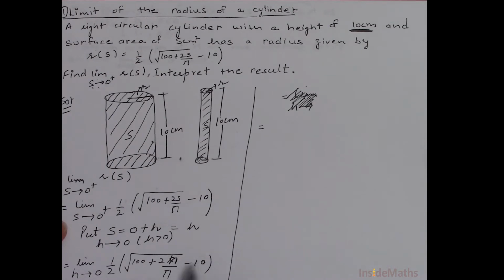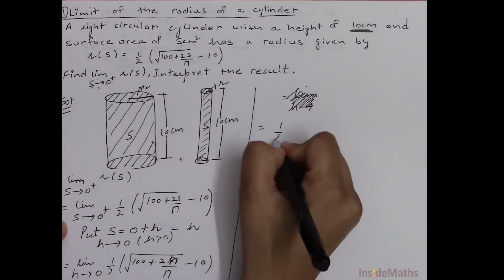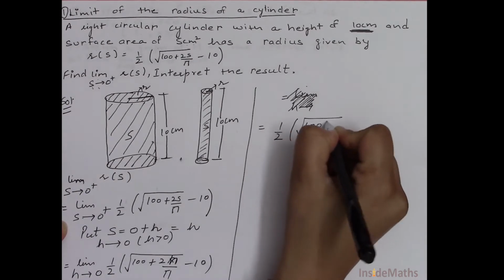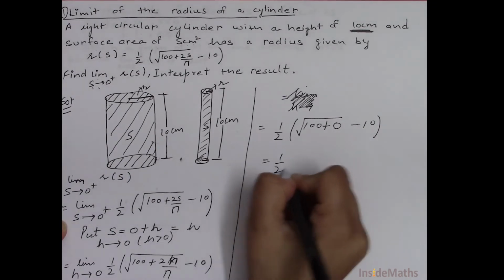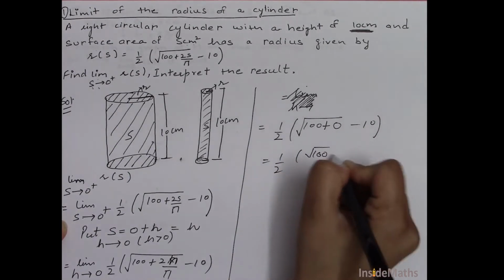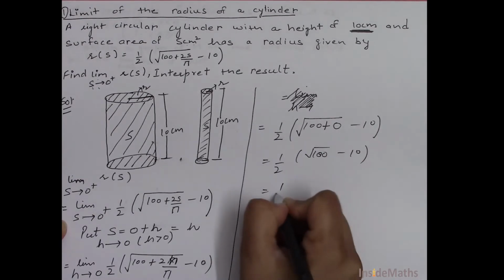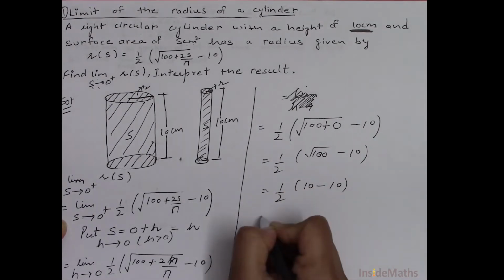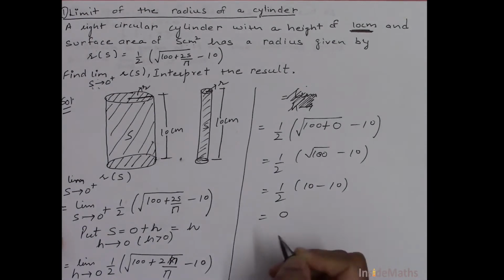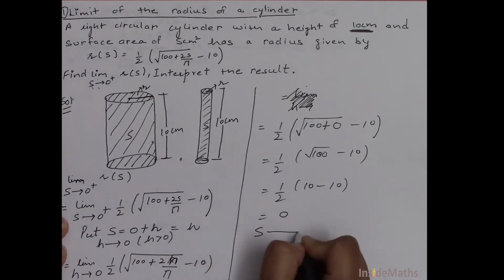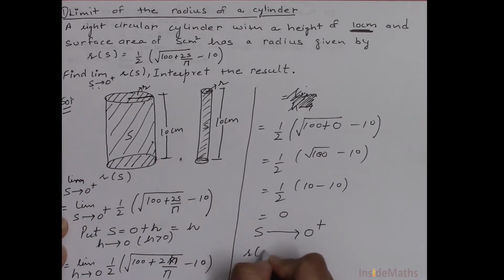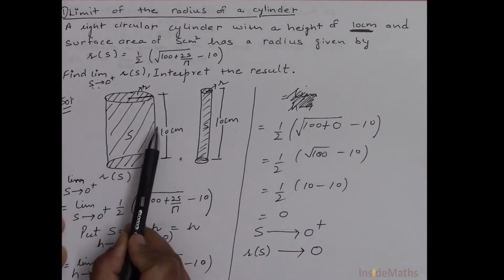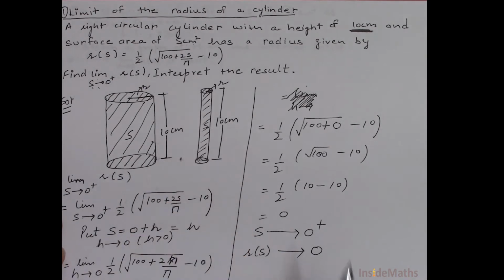Now if I solve this limit by direct substitution, I get 1 by 2 root 100 plus 0 minus 10 is equal to 1 by 2 root 100 minus 10, which is equal to 0. Here I see, if s, that is the surface area, is approaching to 0 positive, then the radius is also approaching to 0. That means if the surface area is getting smaller and smaller, then the radius is also getting smaller and smaller.